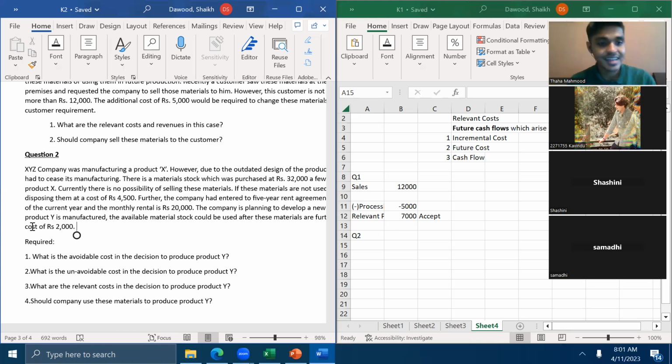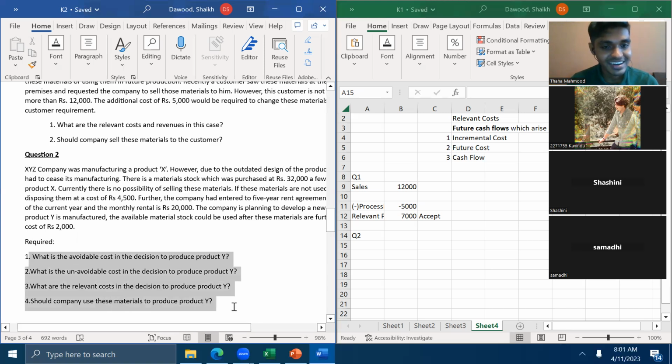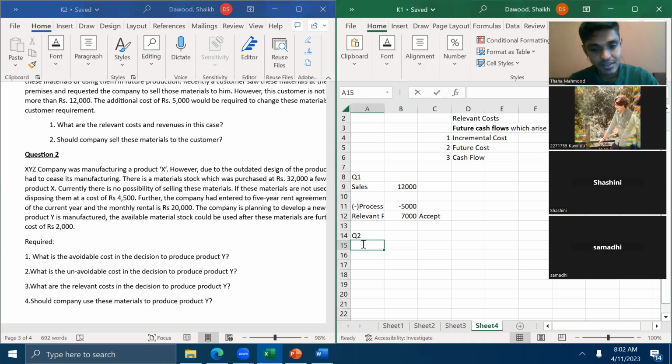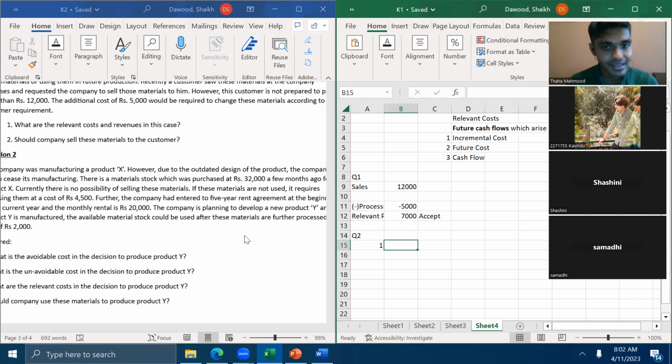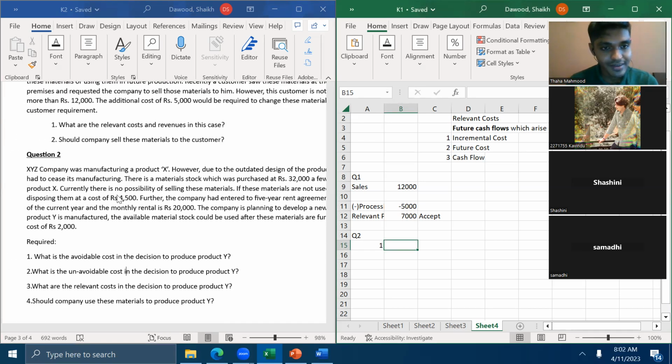Now let's make the decision as the manager. First, going to the questions again in order: what is the avoidable cost in relation to the product Y? First one, what is the avoidable cost? In this decision, the avoidable cost would be this 4,500.